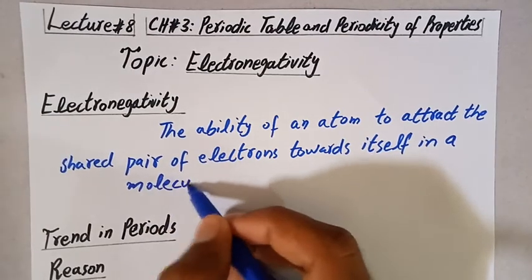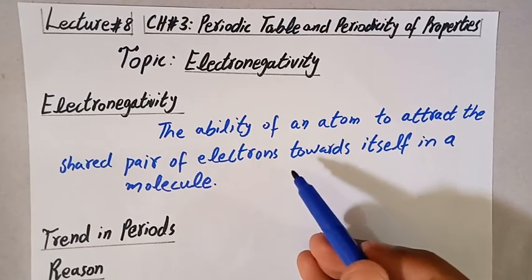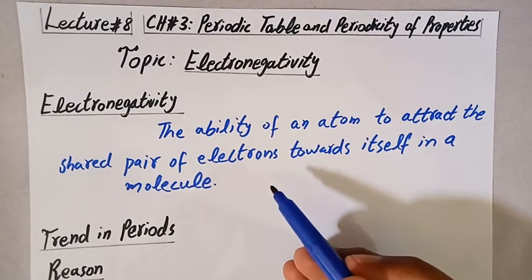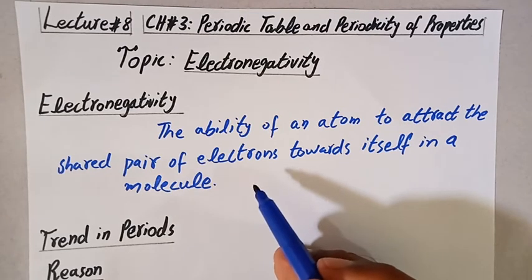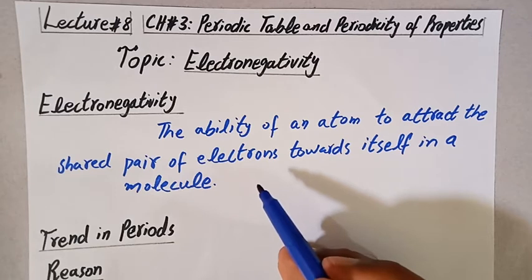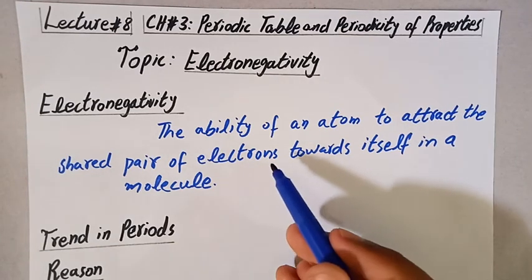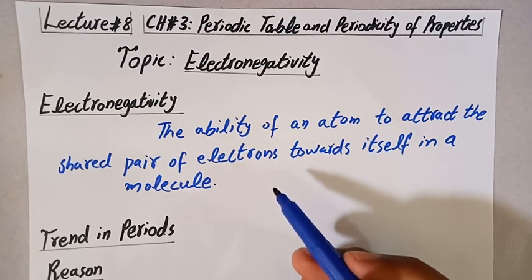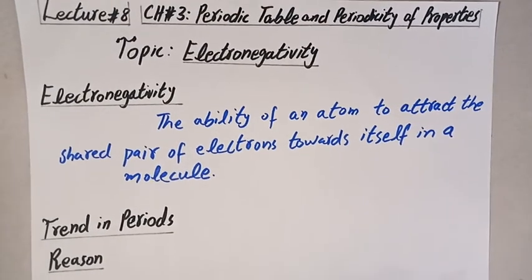So simply we can say that electronegativity is the ability or capacity of an atom by which it attracts the shared pair of electrons. The electrons that are shared, meaning bonded covalently, are shared by both atoms. So if an atom attracts these shared pair of electrons towards itself in a molecule, that ability of the atom will be called electronegativity.